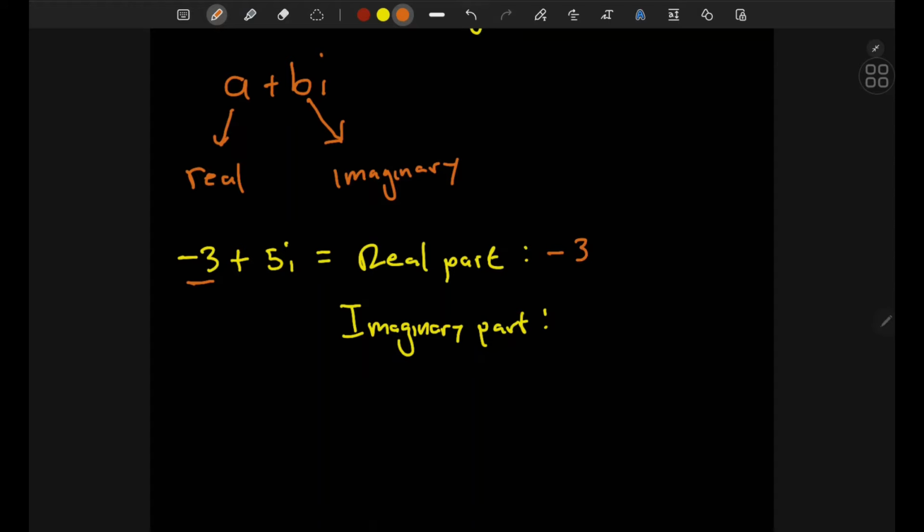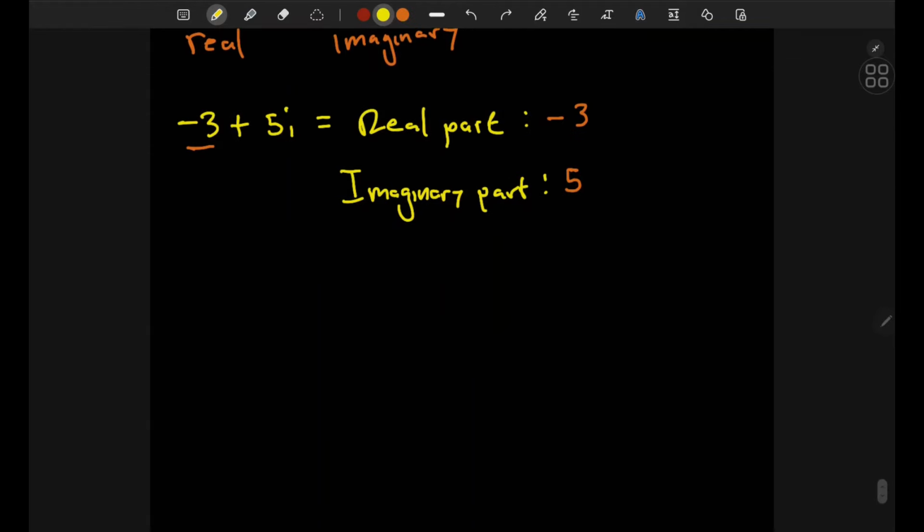Then the imaginary part is just the number with the I, so it's just 5. So don't make the mistake of including the I again when writing the imaginary part. That's wrong. So you just write the real number that is there and not with the I, because the fact that you've said imaginary part means it is the number with the imaginary number I.